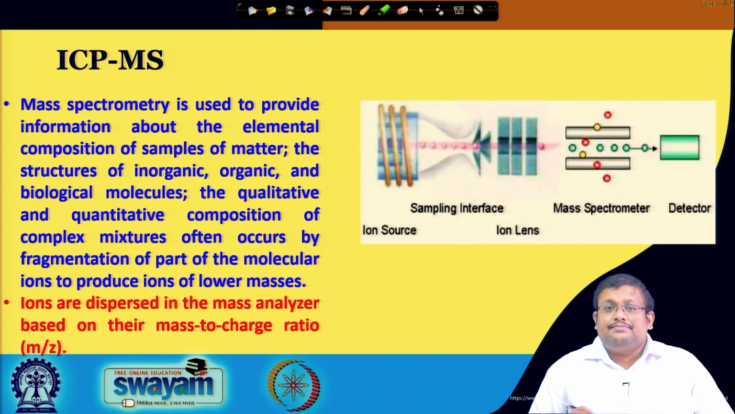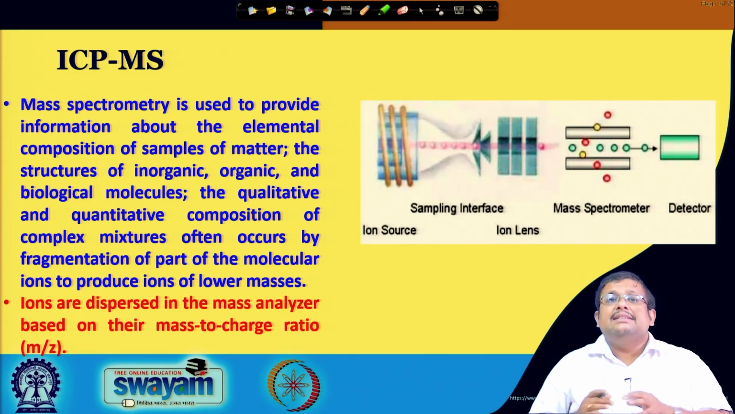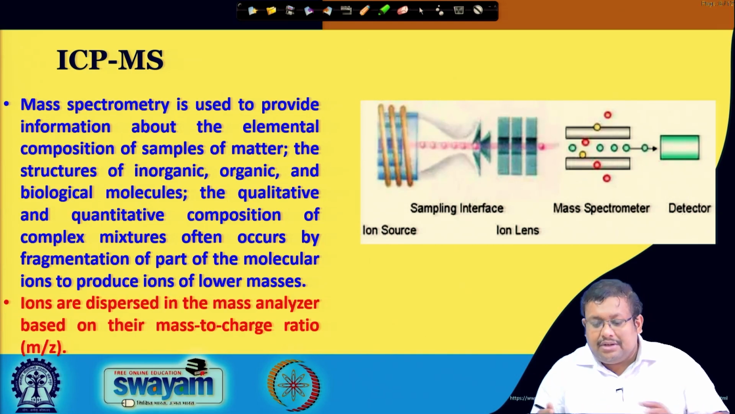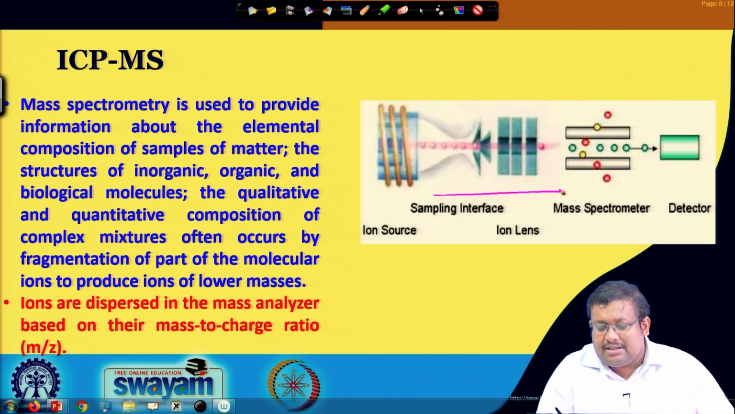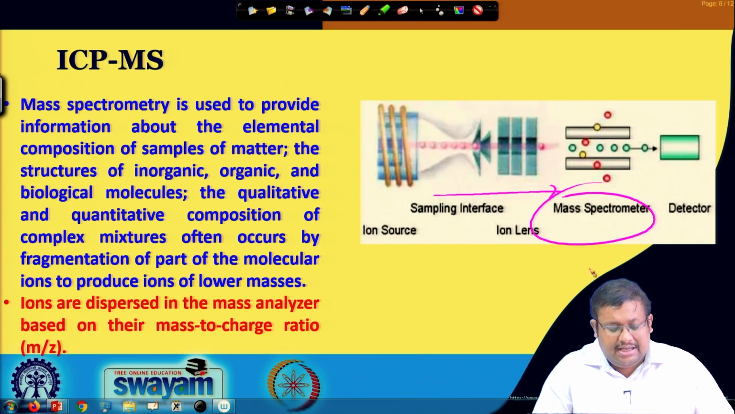Now, remember that in this ICP-MS, the ICP part helps in the proper ionization of the samples. As you can see, this is the ion source, so the sampling interface is there. This is an ICP. When the ions go from this ICP to the mass spectrometer, these ions are dispersed in the mass analyzer based on their mass to charge ratio.